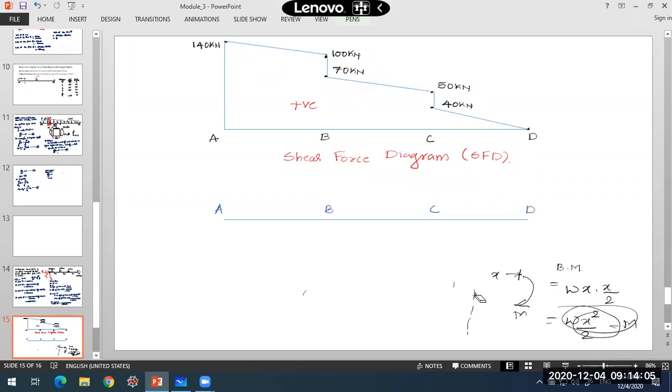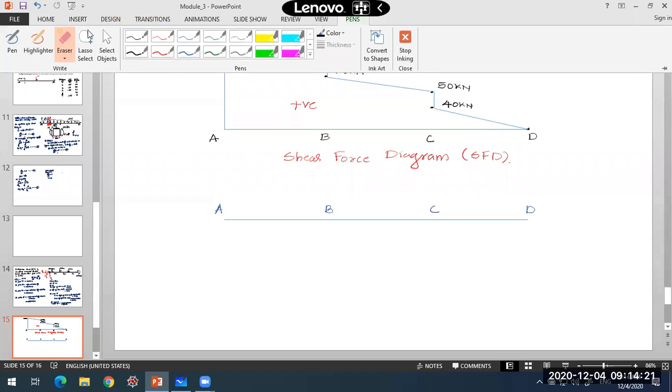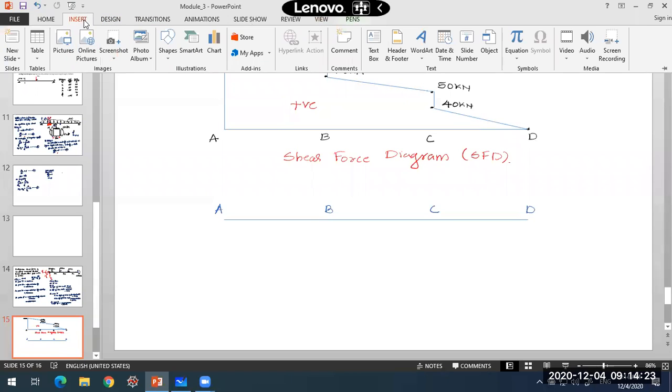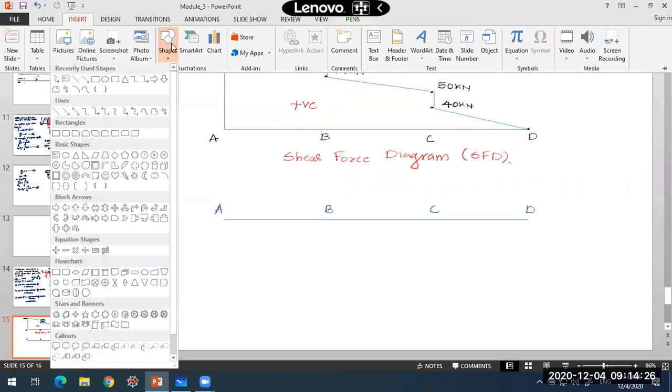Okay, so I hope you got how the variation will be for bending moment: W x square by 2. Note that when you have a UDL, the bending moment diagram, when you draw it, is represented by a curved line, a parabolic line.